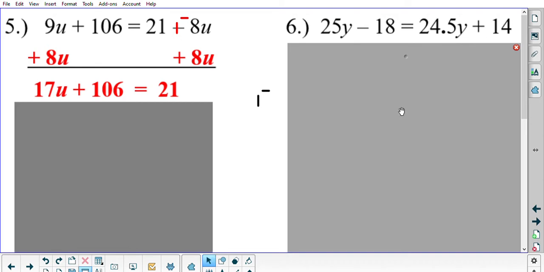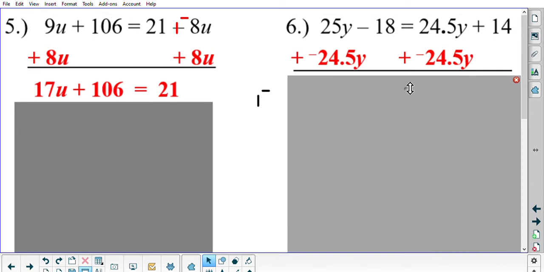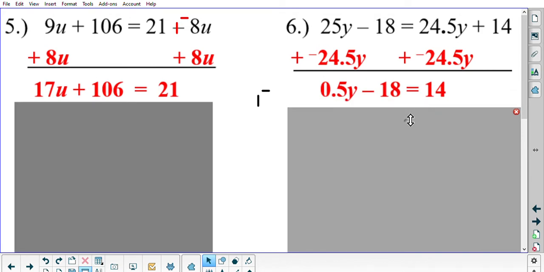Problem number 6. To get the variable on one side, you could add by negative 25y on both sides, or you could add by negative 24.5y on both sides. I chose to add by negative 24.5y because then I get a positive 0.5y on the left. Then minus 18 or plus negative 18. Maybe you make it out in the opposite, maybe you don't. And then equals 14 on the right.